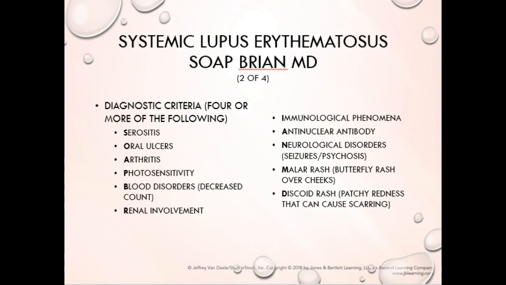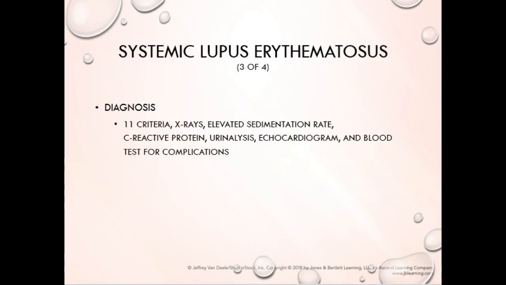Neurological disorders such as seizures, any dementia, that malar rash or the butterfly rash, which is over the cheeks, and then a discoid rash, which is a patchy redness that can cause scarring on the face. I don't know if you remember the singer Seal. I can probably pop a picture in there, who has a discoid rash. So it can be patchy redness that eventually can turn into bumpy scarring on the skin. And I'll put a picture in there for you of that as well in your supplemental material. So there are 11 criteria, 4 of which have to be positive for a positive diagnosis of this.